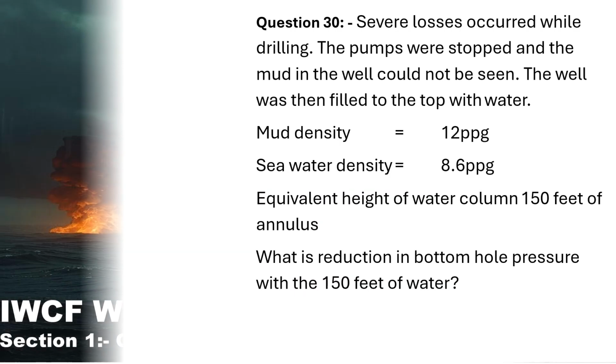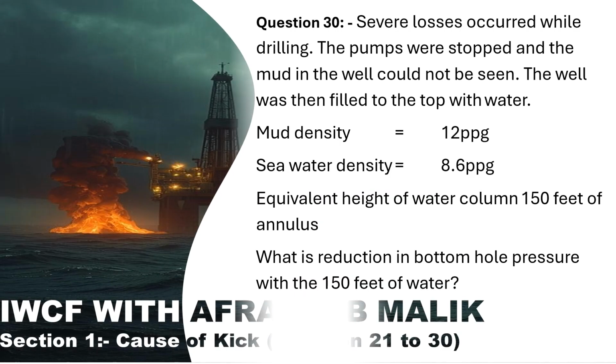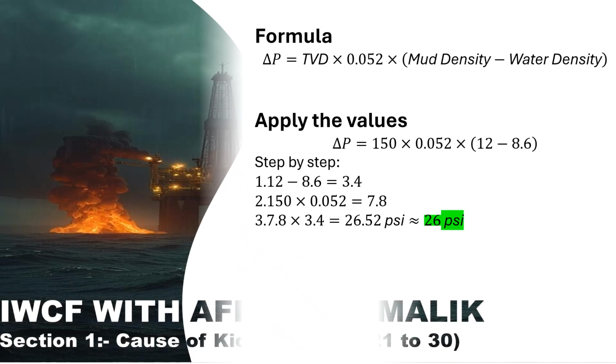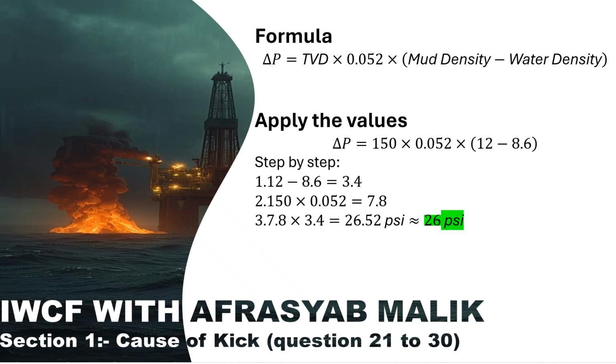This is a situation where severe losses occurred while drilling, the pumps were stopped, and the well was filled to the top with 150 feet of water, and it asks how this affects the bottom hole pressure. With severe losses in the well filled with 150 feet of water, the bottom hole pressure drops by 26.5 psi due to the difference between mud and water density.